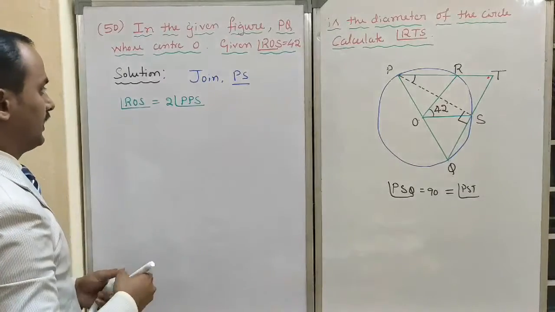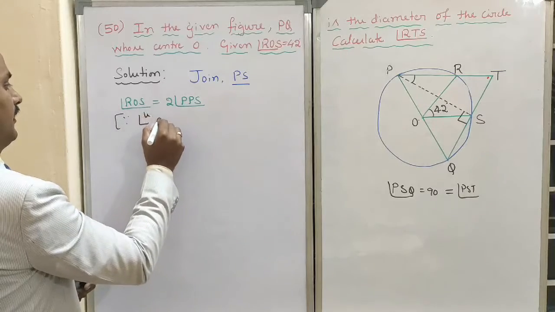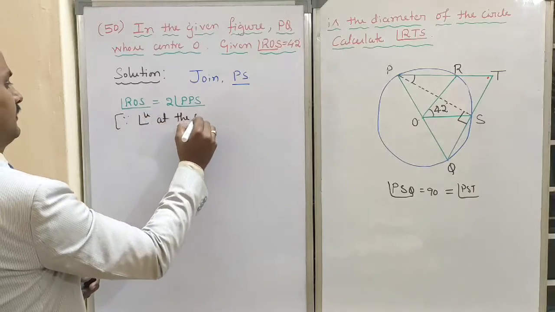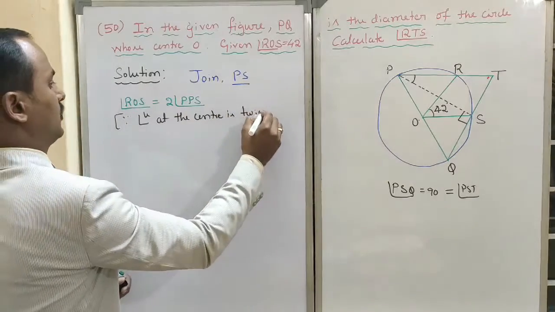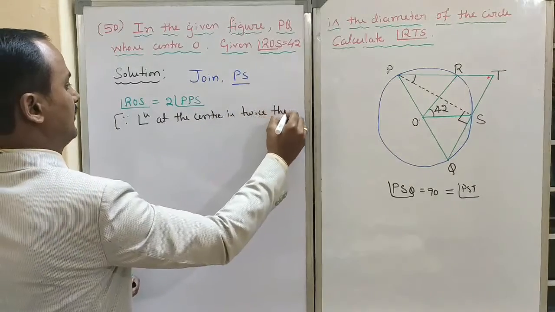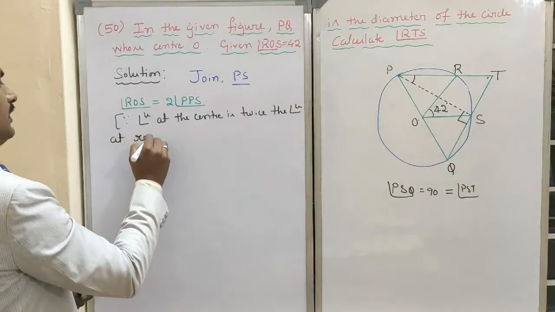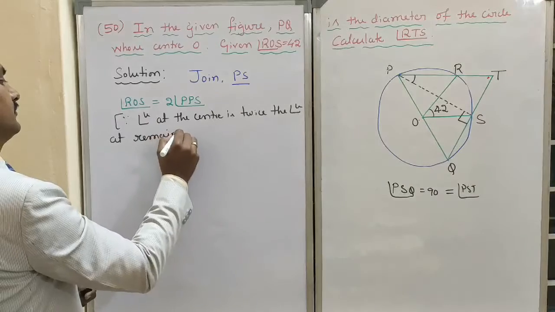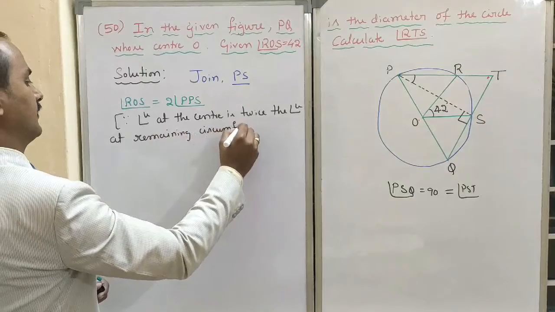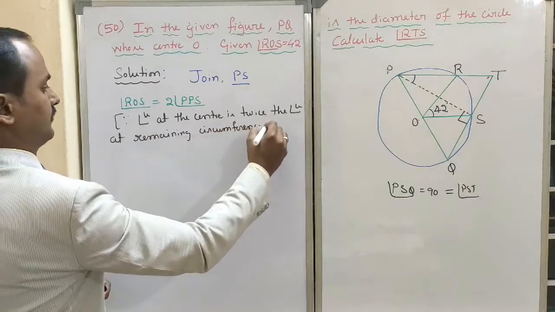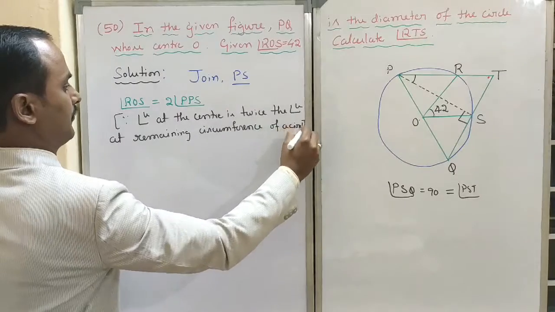Reason, you already know that. I will write the reason. Angle at the center is twice the angle at the remaining circumference of a circle. Okay.